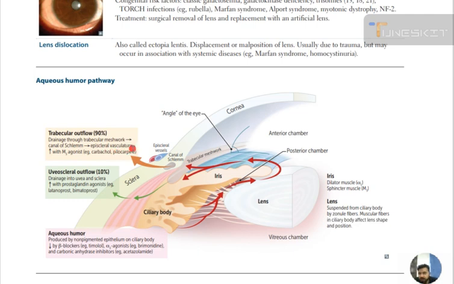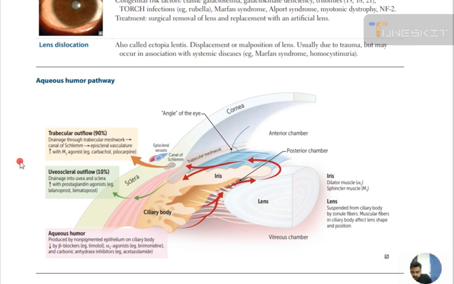carbachol and pilocarpine. So, if we are having increased intraocular pressure due to aqueous humor, and we want to decrease this pressure, you can give M3 agonists like carbachol and pilocarpine.